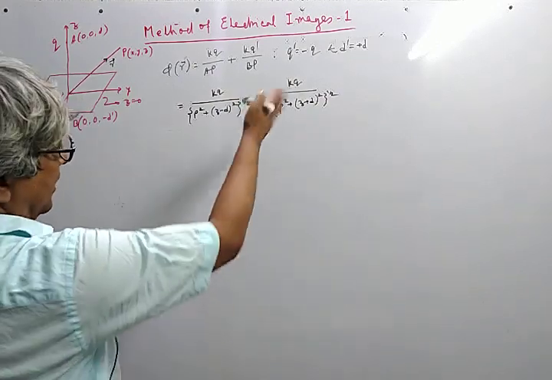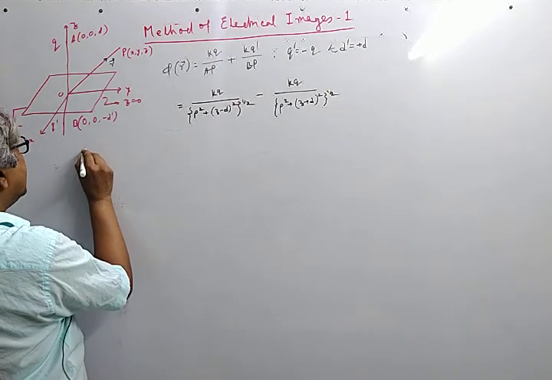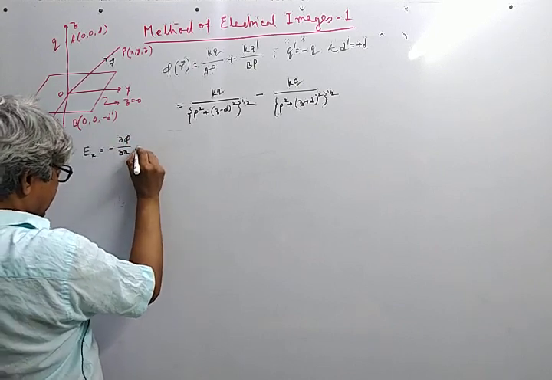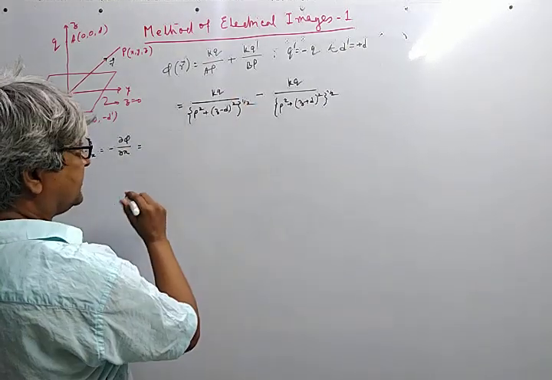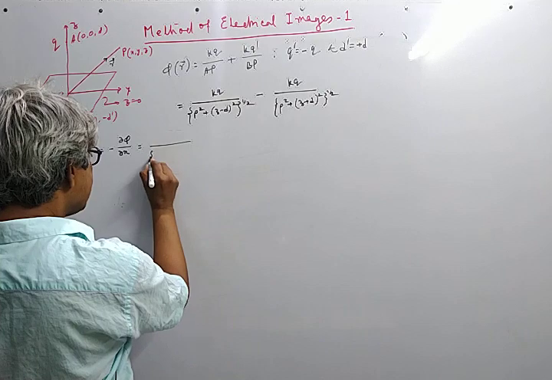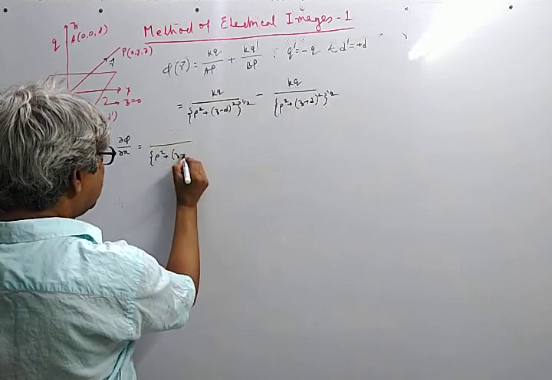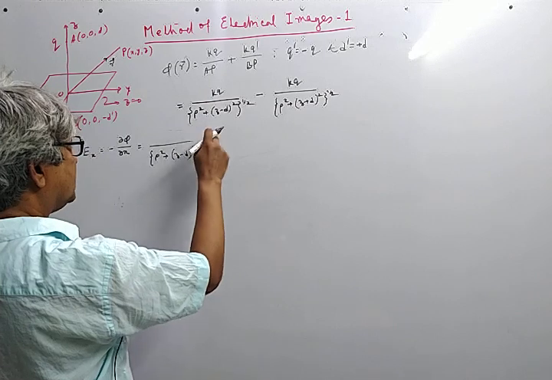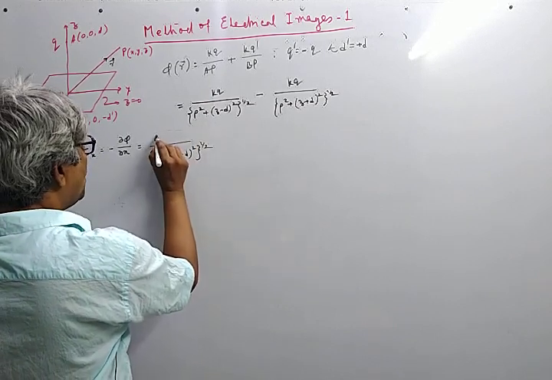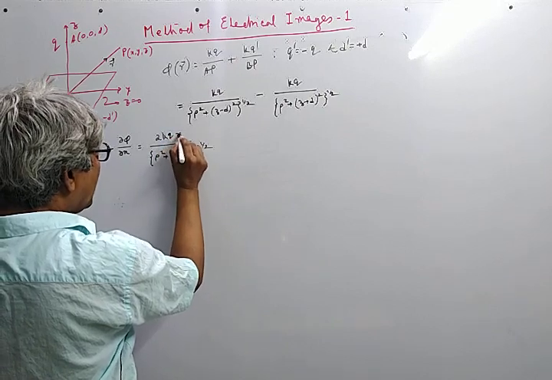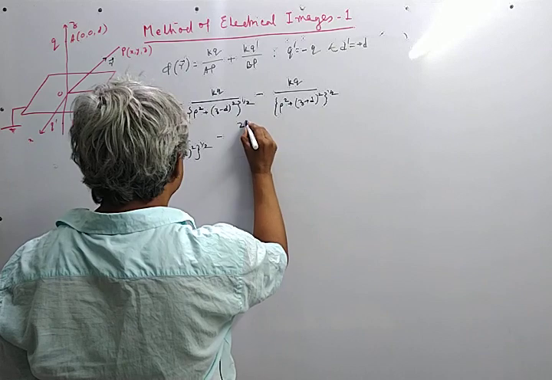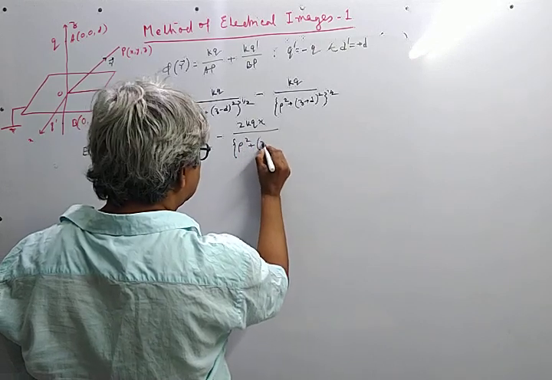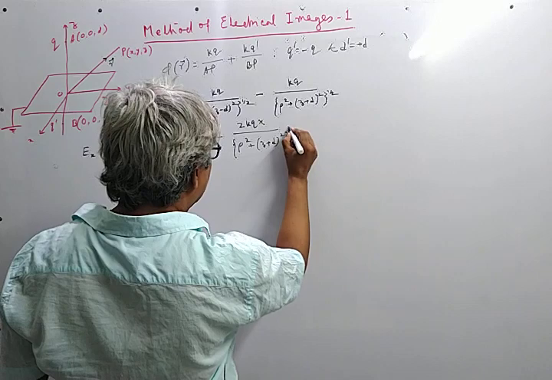The electric field will have x, y and z components. The x component of the electric field is minus del phi by del x. We get this by differentiating, and the result is kQ x upon (rho square plus (z minus d) square) to the power 3 by 2, where rho square is x square plus y square, then the half is adjusted, so twice kQ x, minus twice kQ x upon (rho square plus (z plus d) square) to the power 3 by 2.